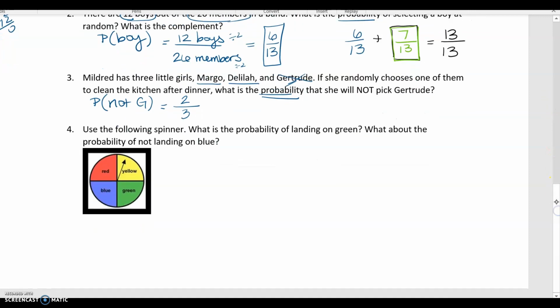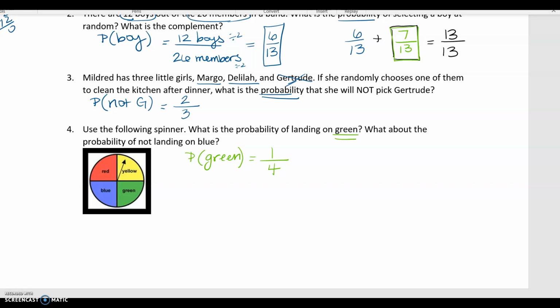All right. Number 4 says use the following spinner. What is the probability of landing on green? Okay. So we're going to start with the probability of landing on green. So on top is what I'm looking for. So I'm looking for green. So I ask myself, how many times does green happen? Well, green is on this little diagram 1 time, out of how many color options are there? 1, 2, 3, 4. So the probability of green is 1 out of 4.